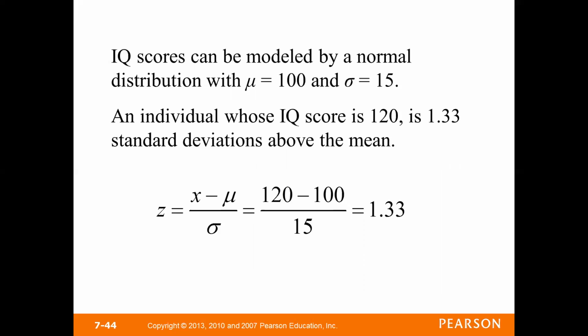So for example, let's say that IQ scores are modeled with a normal distribution with a mean of 100 and a standard deviation of 15, and an individual whose IQ score is 120 would be 1.33 standard deviations above the mean. We'll take 120, the observed value, minus the mean of 100, divide by the standard deviation, and we'll round to 2 decimal places, which gives us 1.33. So that means that this is an above average IQ, and it's 1.33 steps above the average.